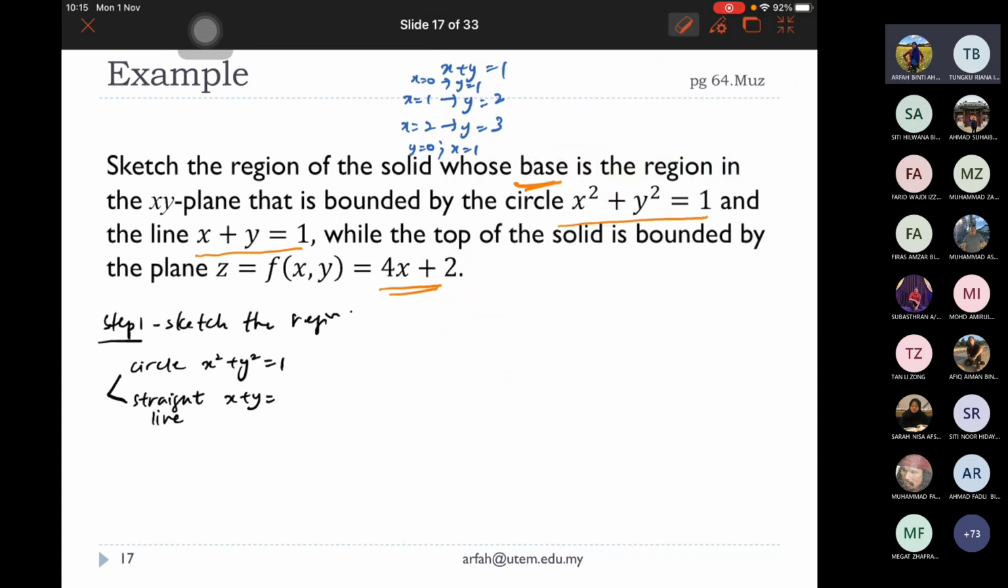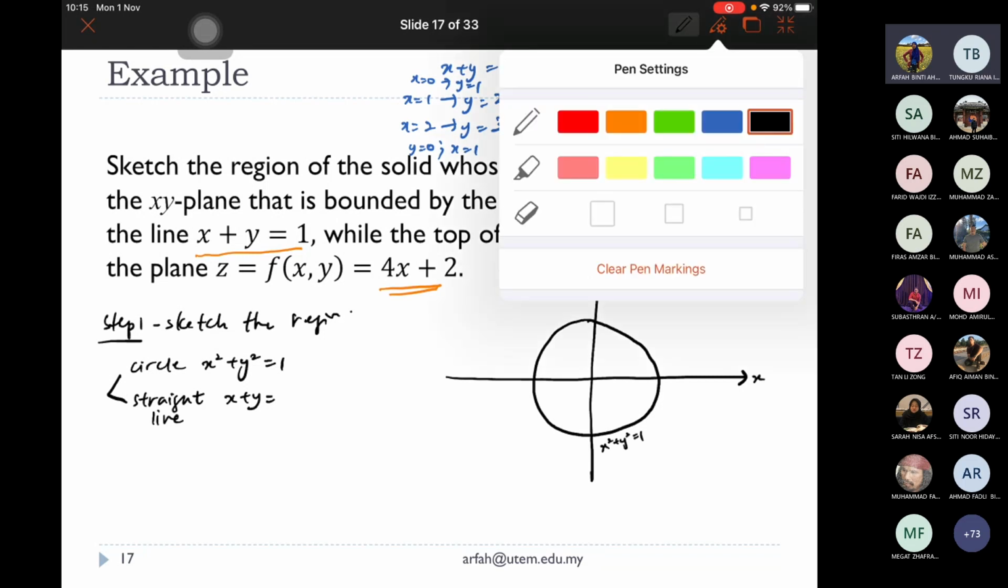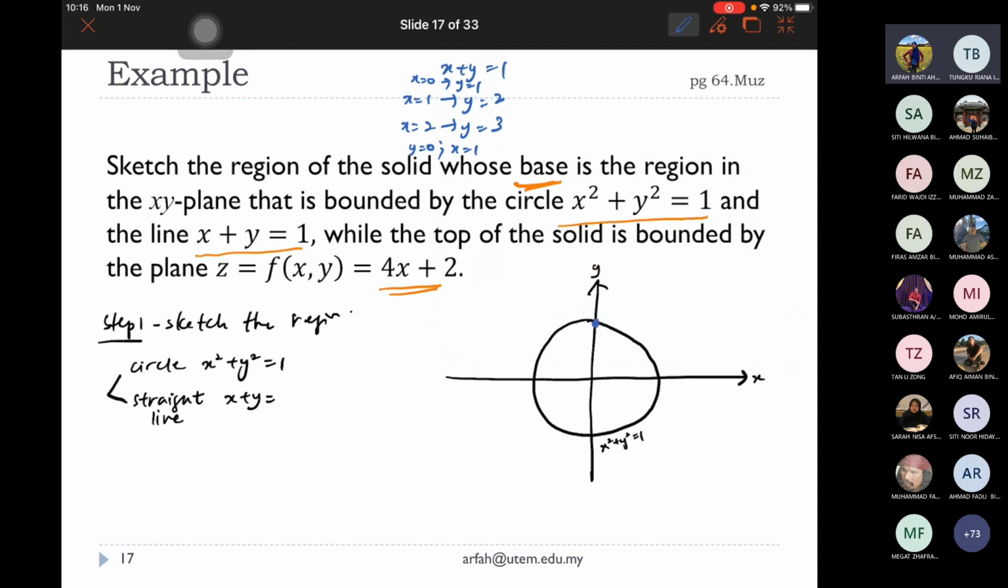So kita ada circle tadi. We have the circle. X plus y equal to 1. X kuasa 2 tambah y kuasa 2 sama dengan 1. Then bila x kosong, y 1. Bila y kosong, x 1. So lukis garisan dia. Dapat this is the line, dan ini adalah garisan x tambah y sama dengan 1.